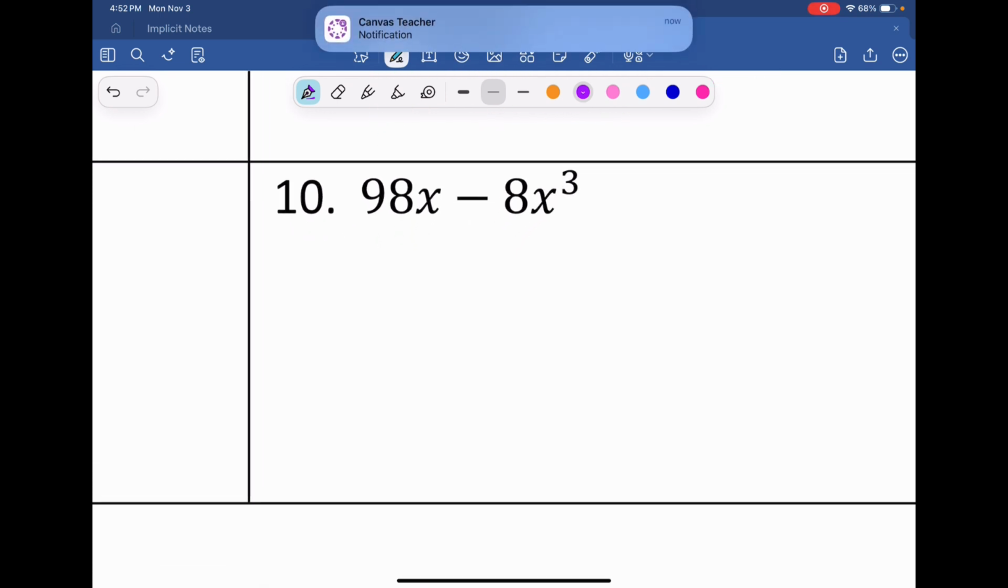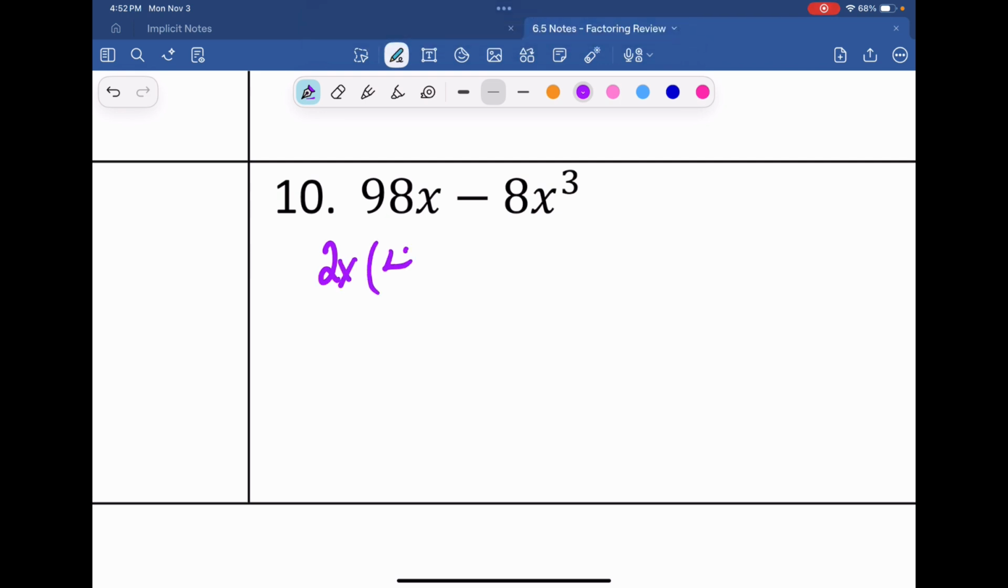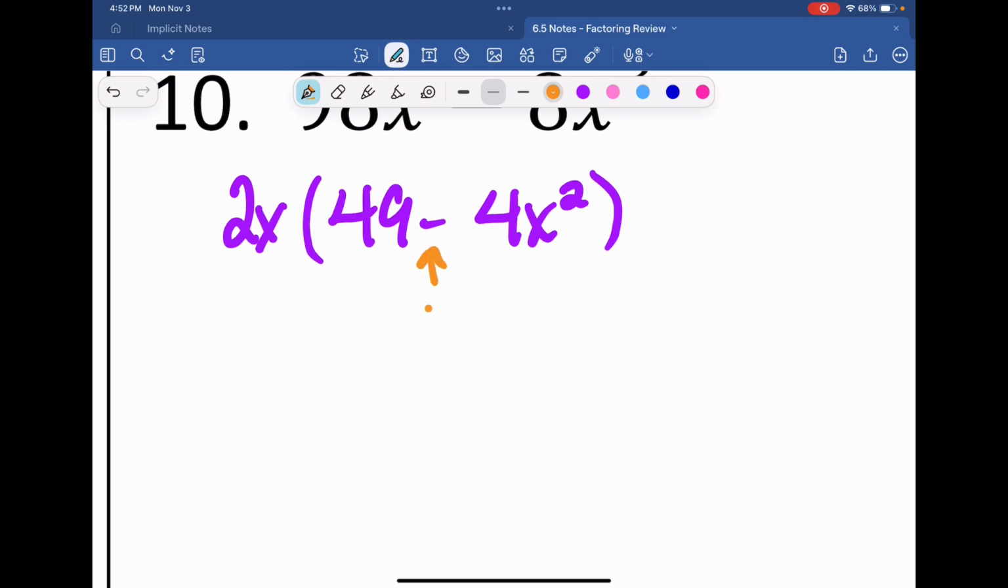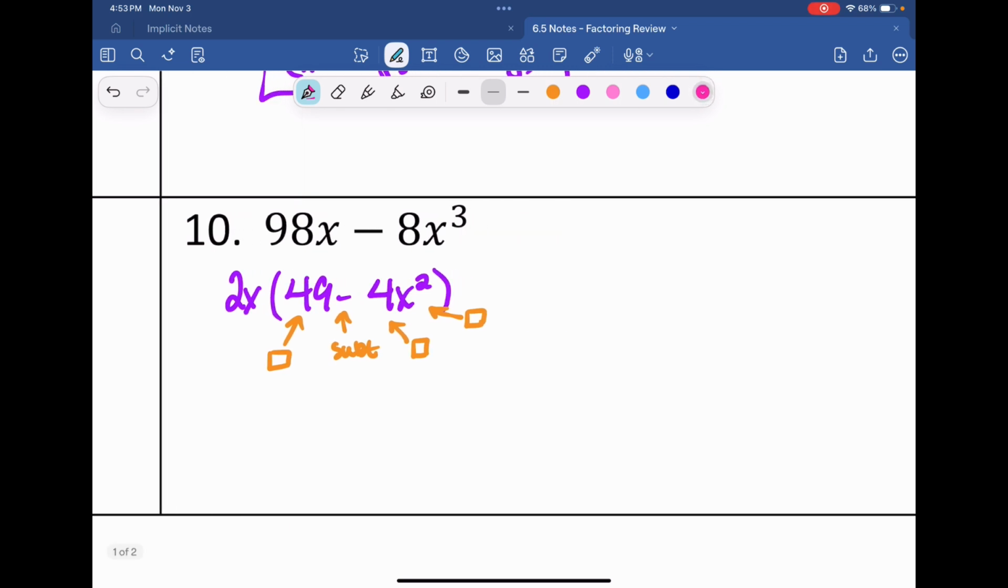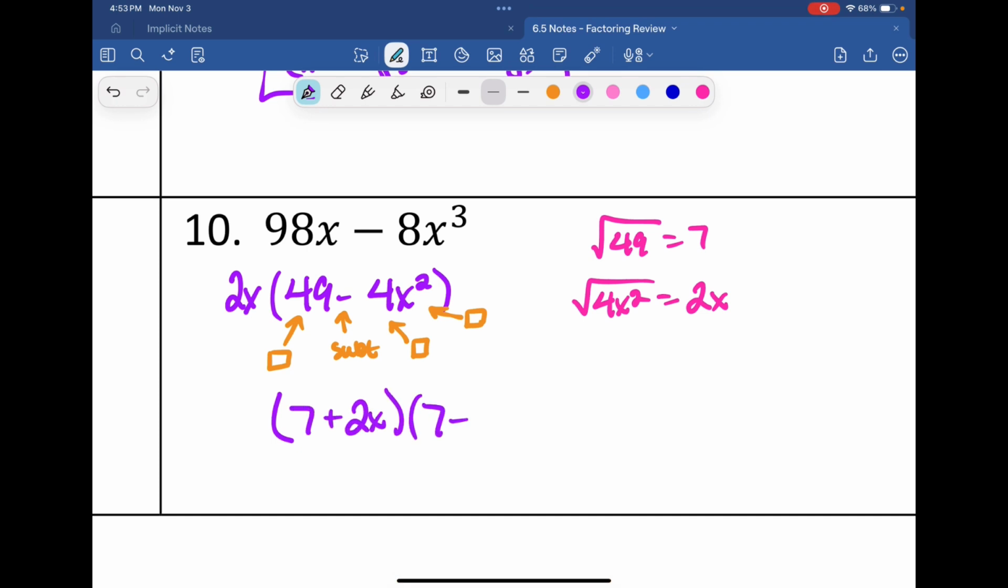All right, and the last one on this, example 10, GCF looks like it's going to be 2x. So it's 49 minus 4x squared. That's subtraction. 4 is a square, and x squared has its even exponent. Take their square roots, and you keep the order. Square root of 49 was first. Add, subtract, original GCF.